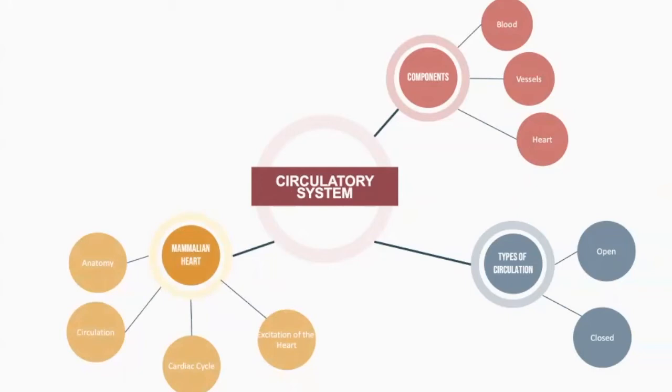In the animal kingdom, there are many versions of the pumping organ. Some actually don't have a devoted pumping organ. So to limit our discussion, we will focus on the mammalian heart. Now let's move into the first branch, which is the components of the circulatory system.